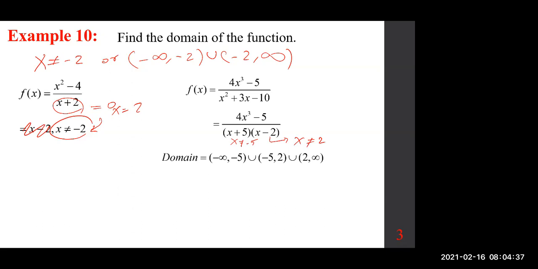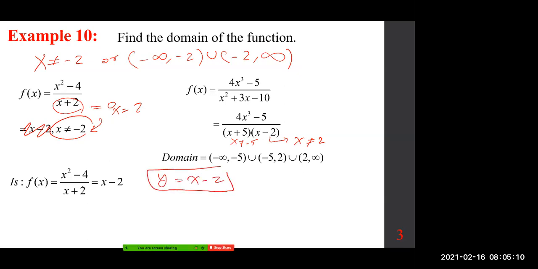Now, how about this one? Are these two functions the same? That's the idea, to make sure we understand the difference between this function and what becomes of it if we simplify it. So if you look at the right side, class, it is a line, y equals x minus 2. Everybody knows how to graph it. Pick up a couple of pairs and graph.